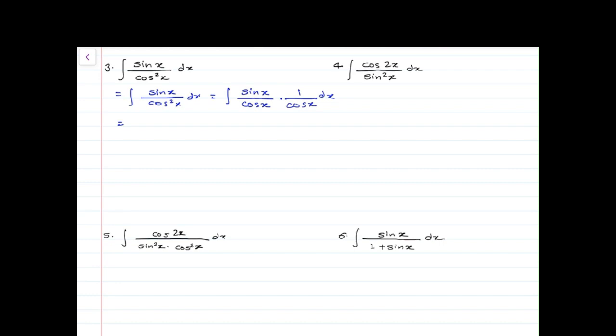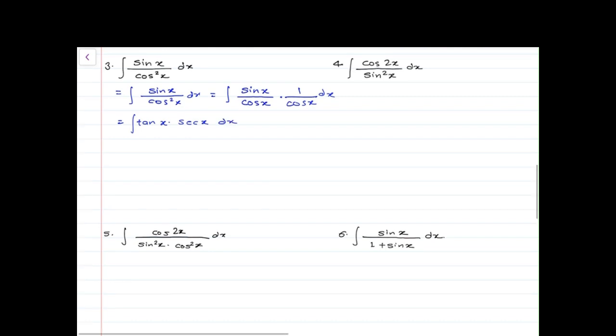Okay, and now you can see sin upon cos is tan x, and 1 upon cos is sec x, and we have the integration value of this term, right? It's sec x, and you need to write plus c, right? It's simple, it's not difficult. Let's move to the next one.